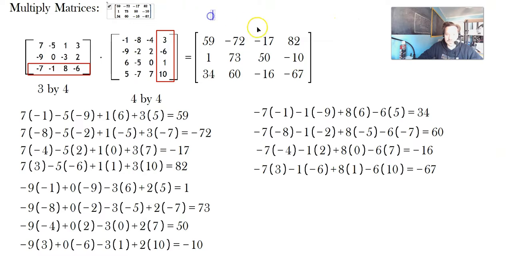Notice the final matrix, as a note. Final matrix is 3 by 4. In other words, if you think about it, there are 3 rows in the matrix on the left and 4 columns in the matrix on the right. So it ends up being a 3 by 4 with these specific entries.